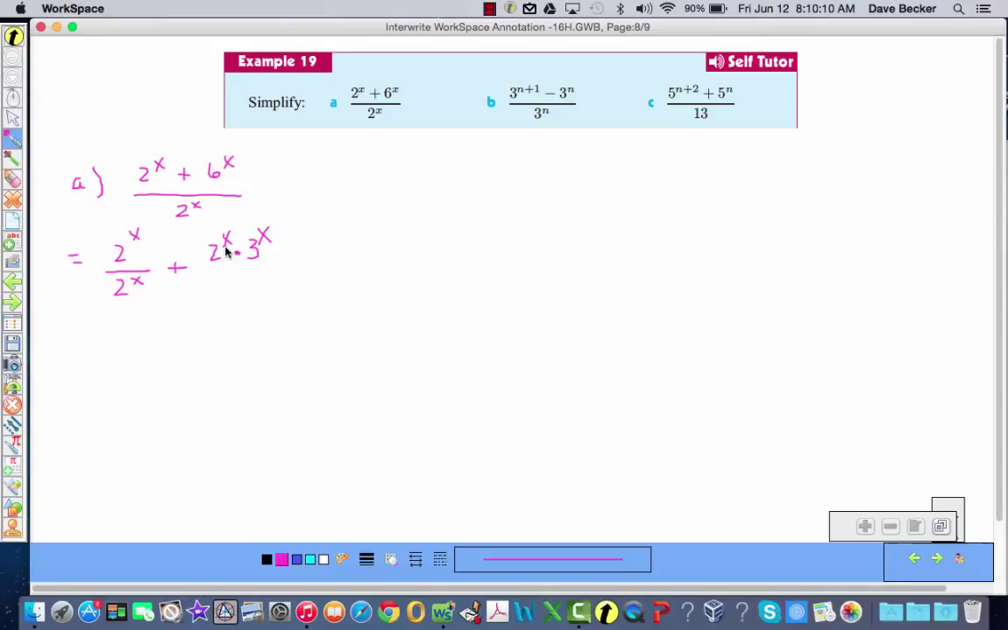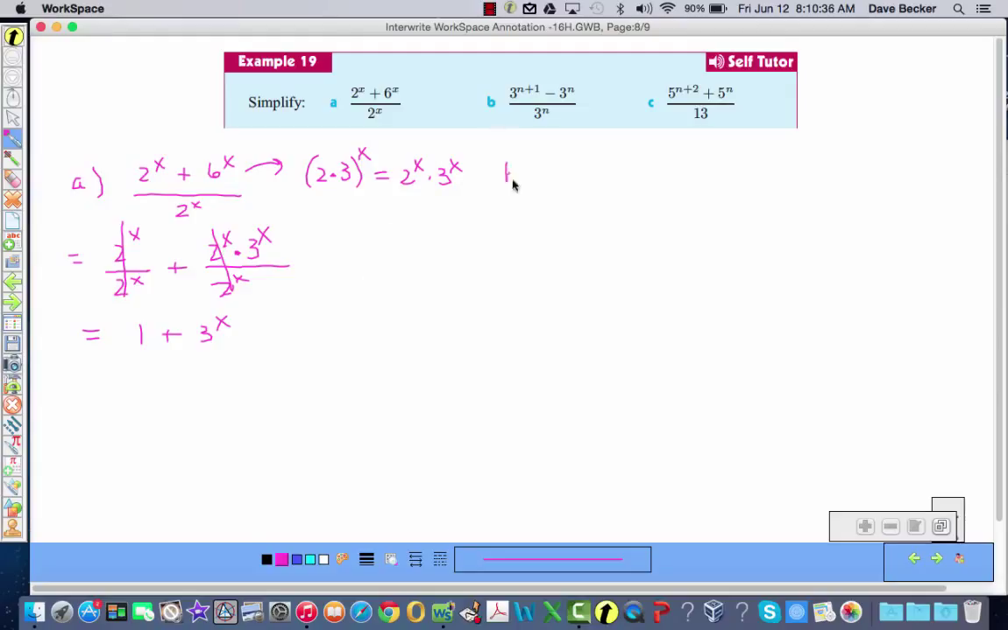And how did I get 2 to the x times 3 to the x? Well, isn't 6 equal to 2 times 3 to the x, which is equal to 2 to the x times 3 to the x? That's where that came from. So I'm going to put that over 2 to the x, and I get 1 plus 3 to the x, do I not? Not bad at all.